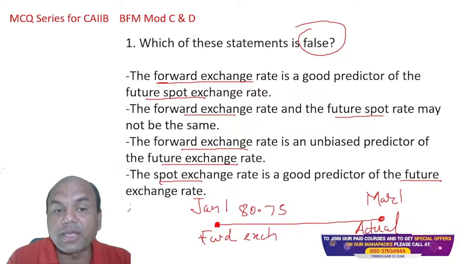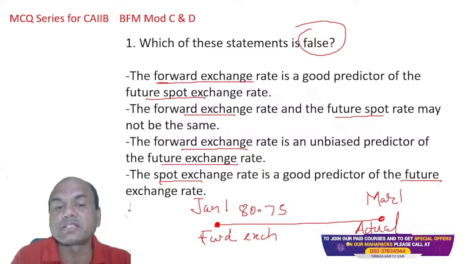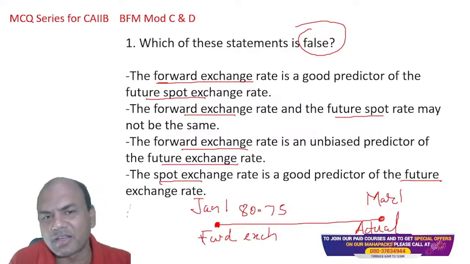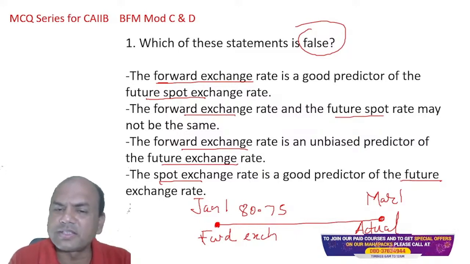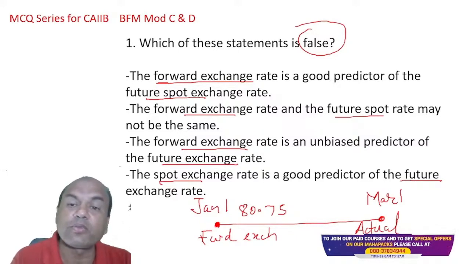So this is known as my actual future spot exchange, and this rate which I book today for the future is known as forward exchange. Now remaining things you can definitely get. Future spot, same thing. Forward exchange, same thing. So which is the false one?